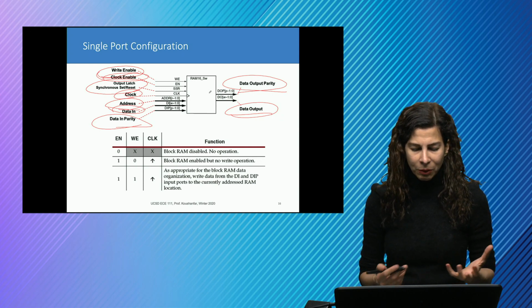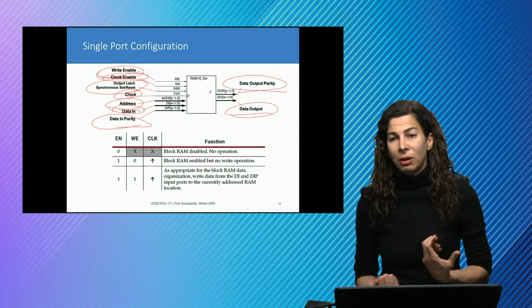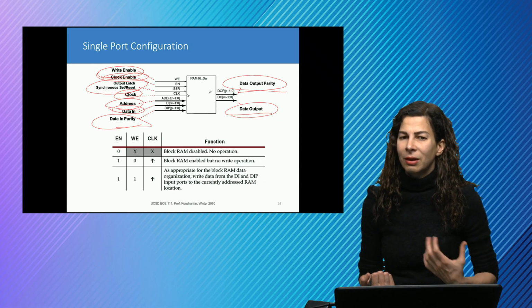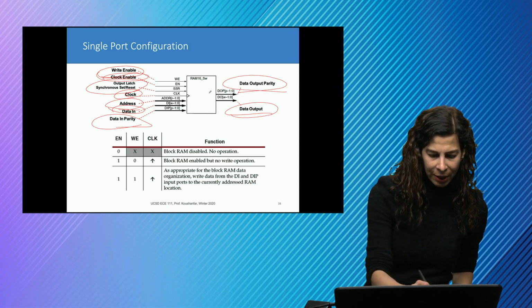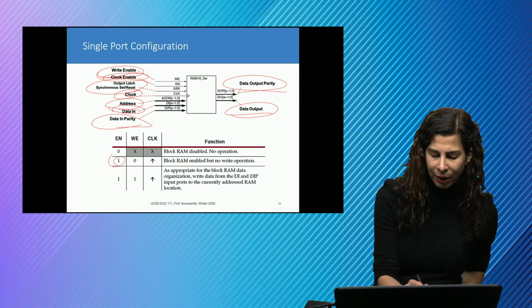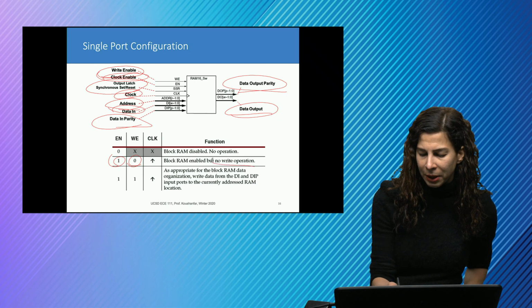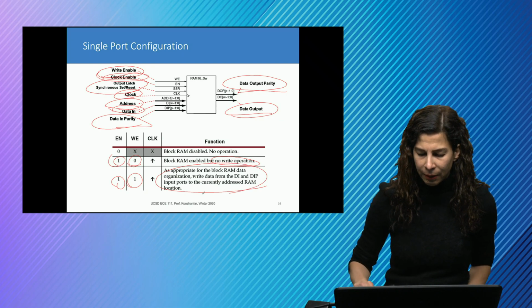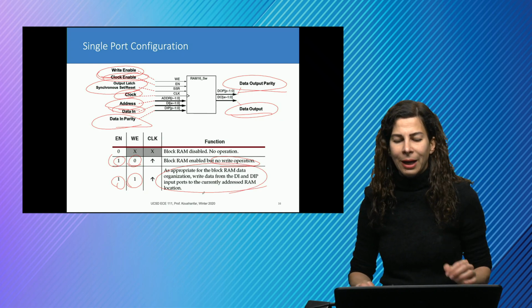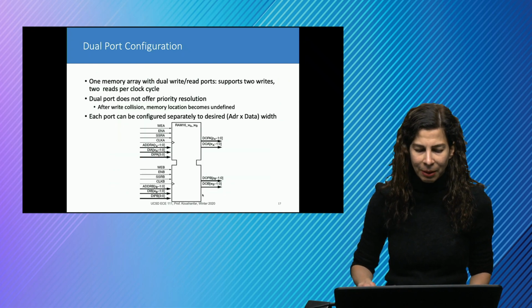So, the function is pretty simple, as you could imagine. If enable is disabled, then there's no action. If we have the enable signal and we don't have the write enable, then there's no write operation. If it's enabled and the write is enabled, then we are going to write to the currently addressed place in the memory.